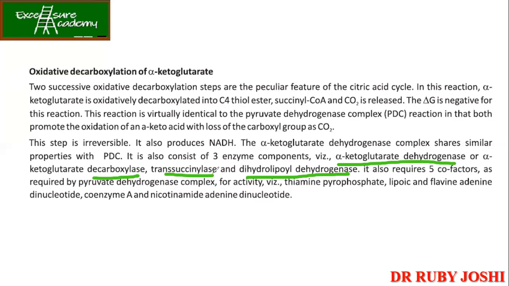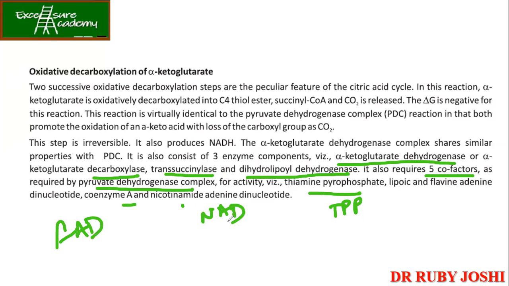So I'll be sharing the PPT with you guys so that you can go through and understand about the pyruvate dehydrogenase complex. Again, similar to PDC, it also requires 5 cofactors which are required by the pyruvate dehydrogenase complex. क्या क्या हो गया आपके thiamine pyrophosphate TPP, lipoic acid, flavin adenine dinucleotide, normal जिसको हम FAD बोलते हैं, coenzyme A and nicotinamide adenine dinucleotide, ये हो गया आपका NAD. ठीक है, इतना क्लियर है? ये स्लाइड आपको क्लियर है?